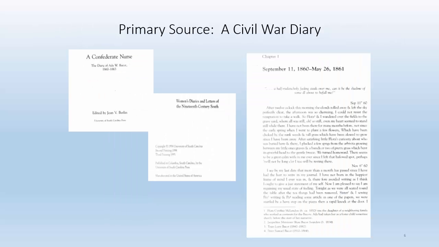Another example of a primary source is the Civil War diary of a Confederate nurse, the Diary of Ada W. Bacot, 1860 to 1863. Here are the title and publication information pages for this work, reprinted by the University of South Carolina Press in 1994. Chapter 1 opens the diary then with entries from September and November 1860.